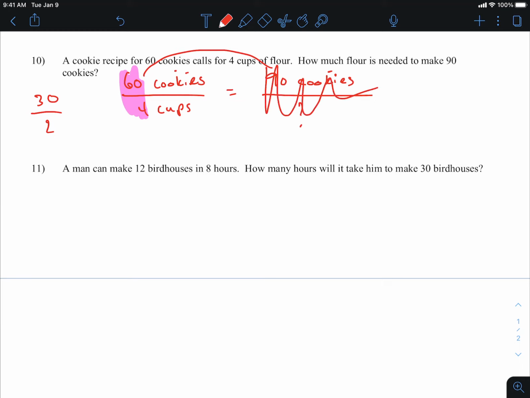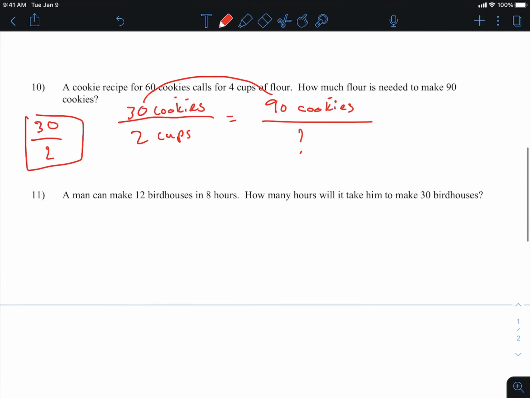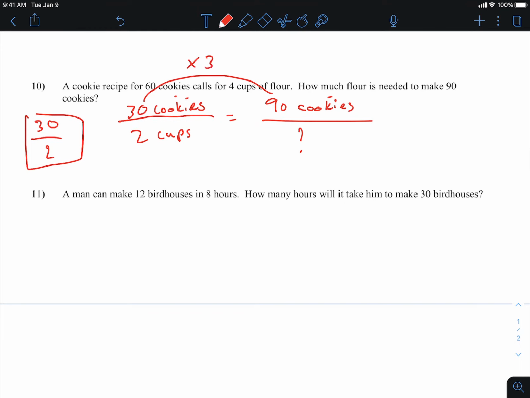Forget about this for a sec. We're not dealing with that. We're only dealing with one piece. My question now, we have 30 over 2. Does 30 go into 90? Yeah. How many times? 3. Okay, so why don't we rewrite our thing here to become 30 cookies for 2 cups? It's perfect. Now 30 goes into 90. We can multiply by 3 in the top to get there, so I'm going to multiply by 3 in the bottom. How many cups? Bingo.